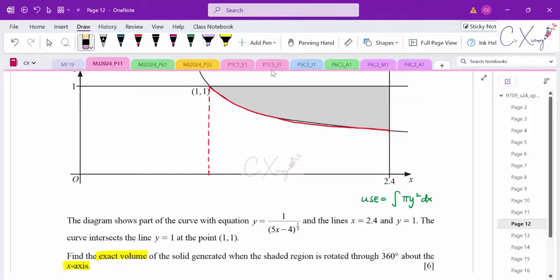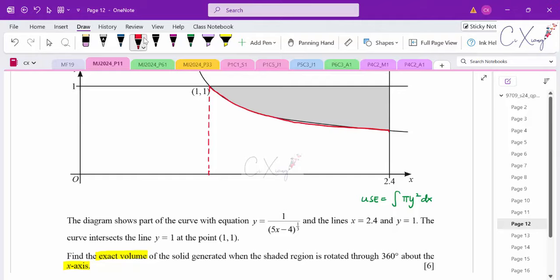The same thing happens for the volume. If they want you to find the volume, you have to find the volume generated by this rectangle first, then minus the volume generated by the area below. Then only you can get the volume on top for this part.